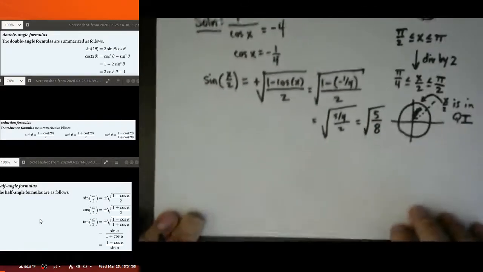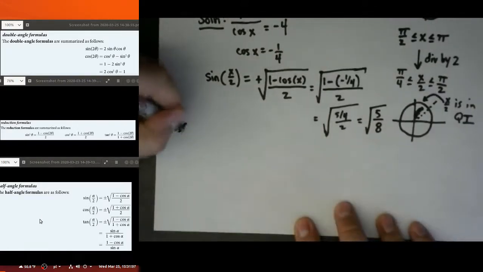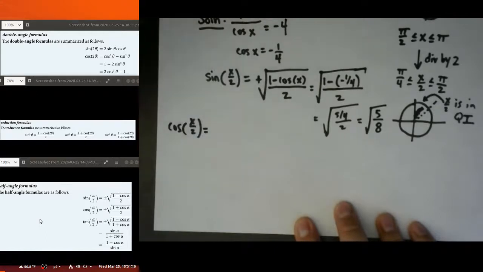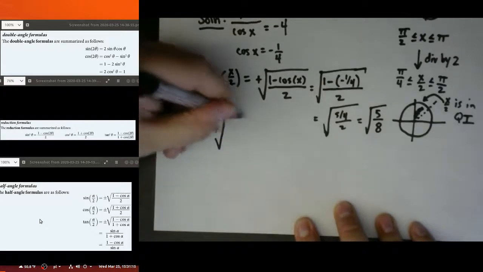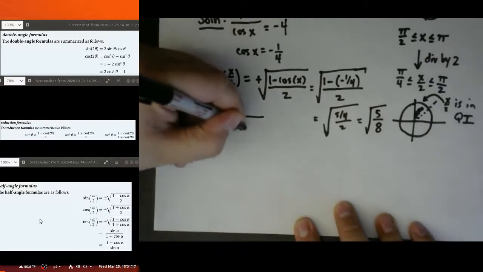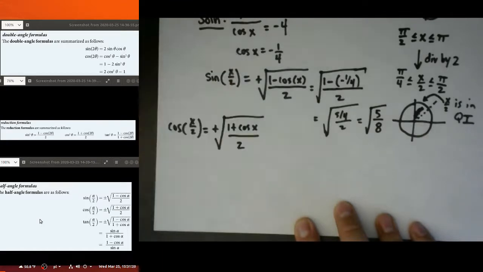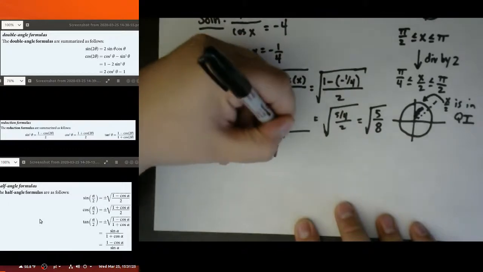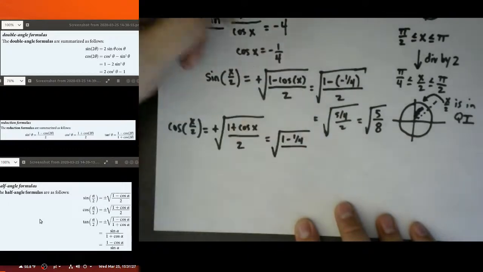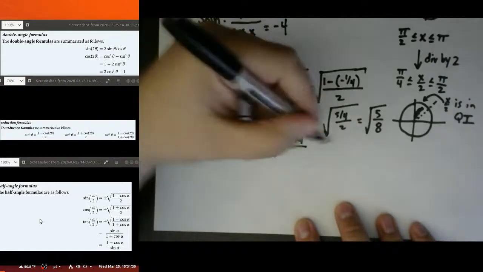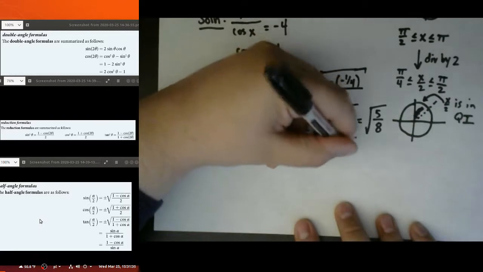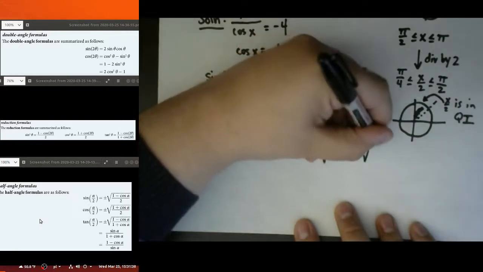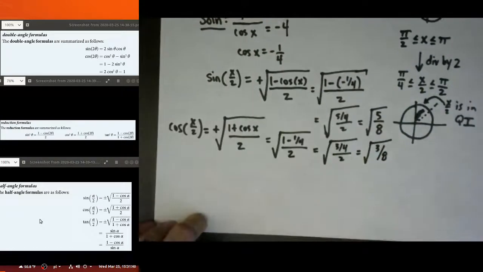Now, cosine of x over 2 is similar. Okay, cosine of x over 2. X over 2 is in quadrant 1, so it's a positive root. And I'll get square root of 1 plus cosine x all over 2. But cosine x is negative 1/4, so square root of 1 minus 1/4 is what I get. You could write it as 1 plus negative 1/4, it's the same thing. And so you get square root of 3/4 over 2. In other words, you get square root of 3/8.